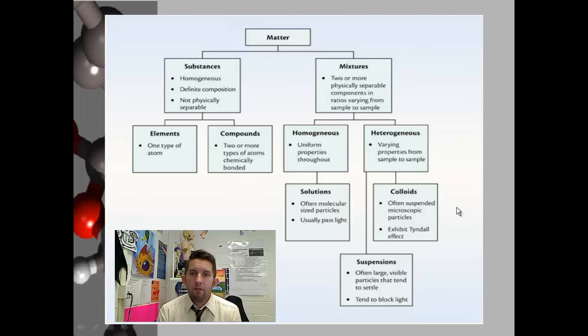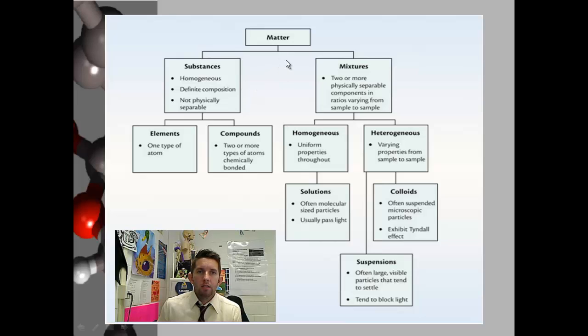So this is what should be a fairly quick and straightforward screencast on the classification of matter. As you can see, we have a flow chart here that goes through it pretty self-explanatorily. I'm going to go through it anyway with you.